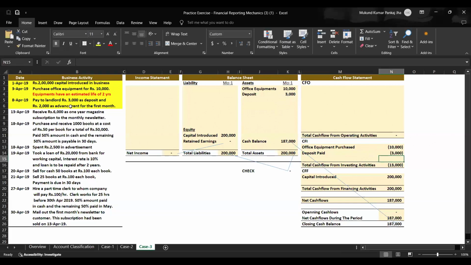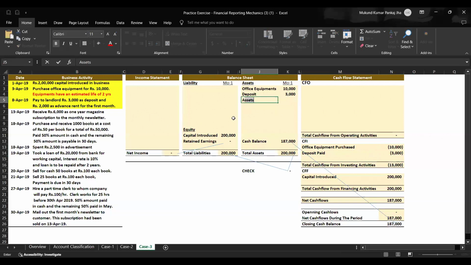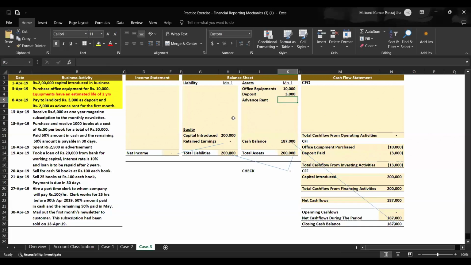Next is advance rent for the first month. Which is again 2,000. And this advance rent will be a part of cash flow from operations.